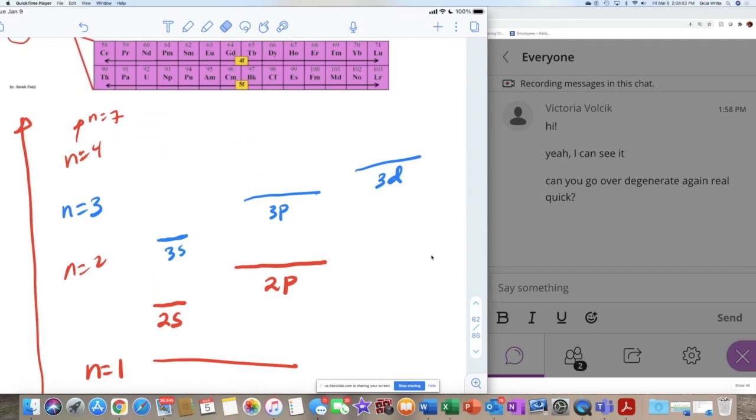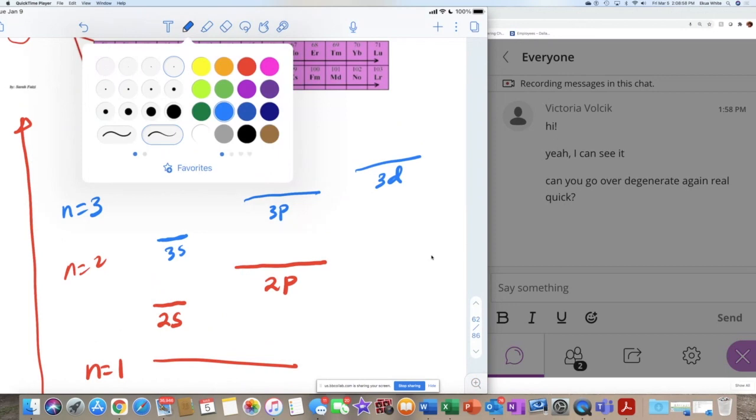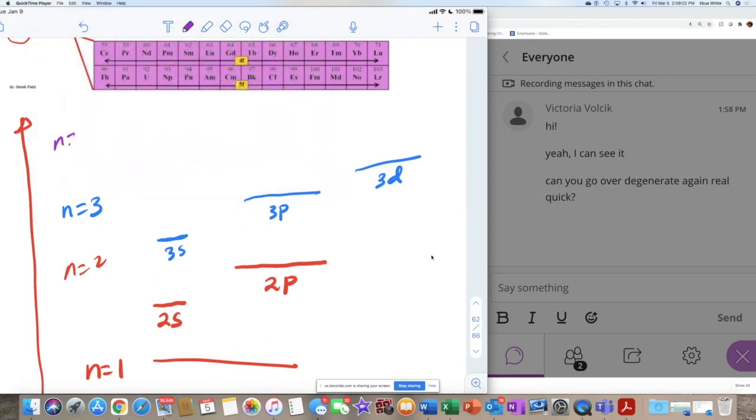Okay. So let me choose a color for energy level 4. I'm only going to go to 4, even though we know the energy levels go to 7. How about purple? So energy level 4 is going to be illustrated by purple. So I'm going to show here 4s, 4p, 4d, and then 4f. I'm running out of room.